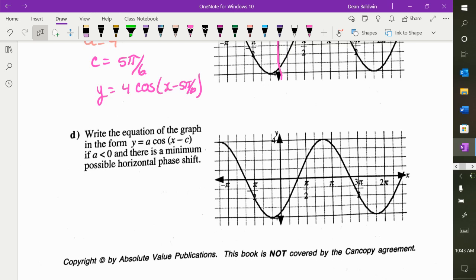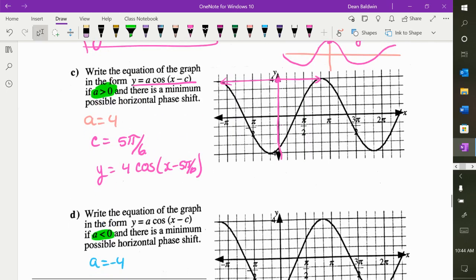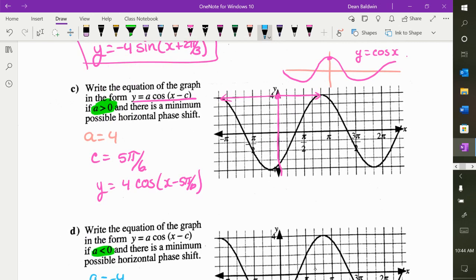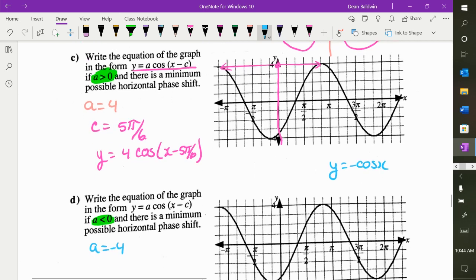Same graph, cosine. A is negative this time. So what's your a value? A is negative 4. All right. If I take my regular cos graph, this one, and I rewrite it as negative cos of x, what happens to this point right here? It becomes a minimum. So the negative cos graph looks like this, and you have a minimum at the origin.